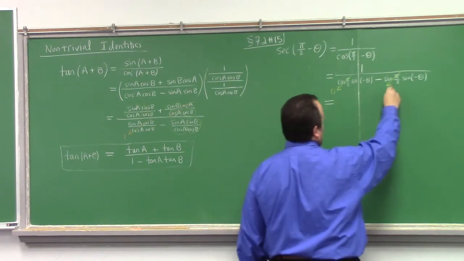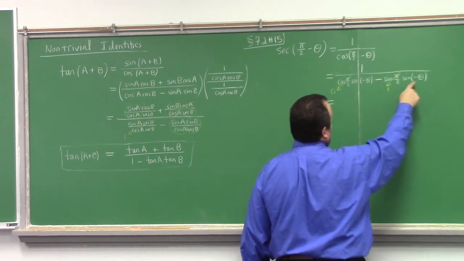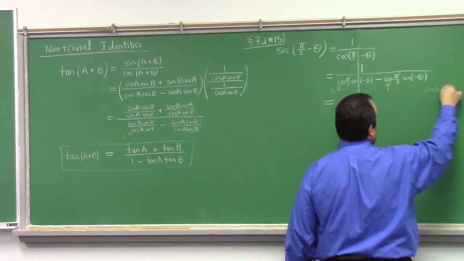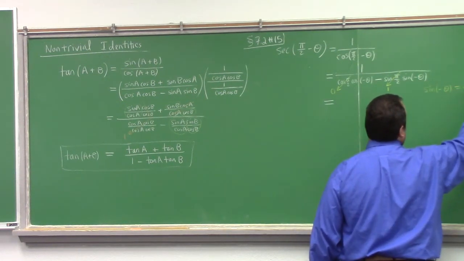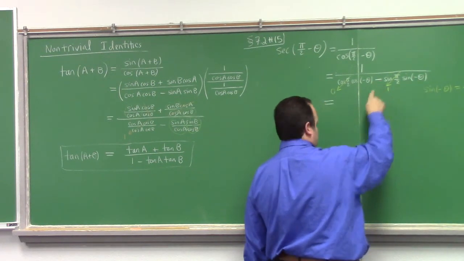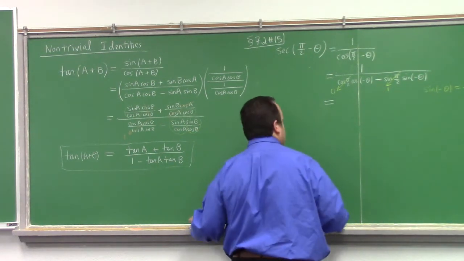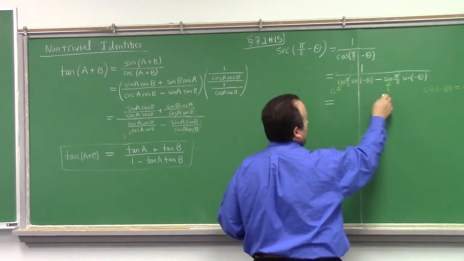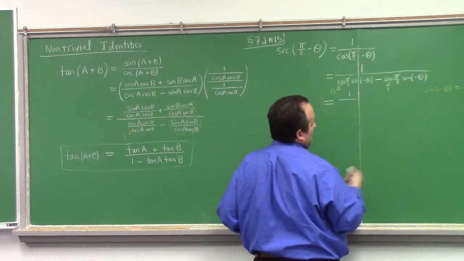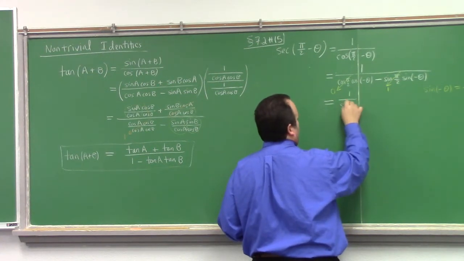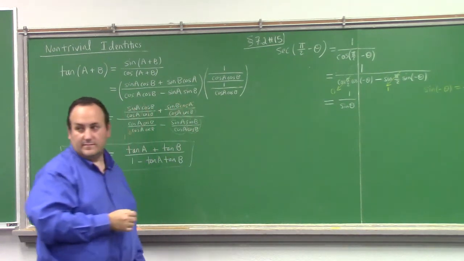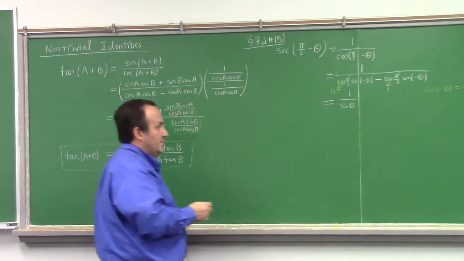Well, sine pi over 2 is 1, but notice that minus? Sine is odd, so we know sine of minus theta is minus sine theta. So that minus and this minus come together and give us a plus. So it looks like we got 1 over sine theta, which is also known as what? Cosecant, right?